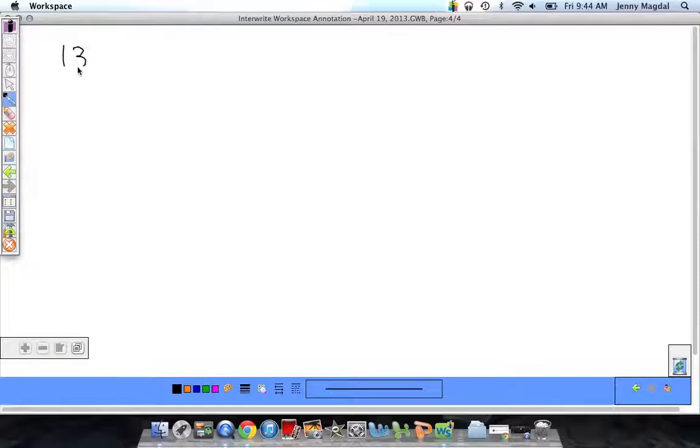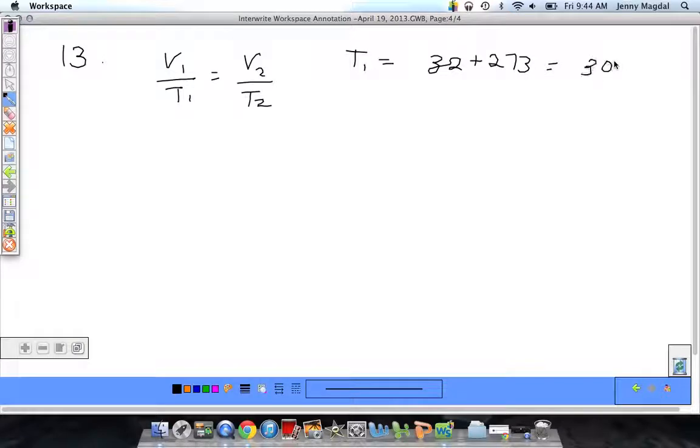Number 13, we're thinking of V1 over T1 is equal to V2 over T2. And we want to make sure that our temperatures are in kelvins, so we're going to take our T1, 32 plus 273 is equal to 305 kelvins. T2 is equal to 64 plus 273, which is 337 kelvins.